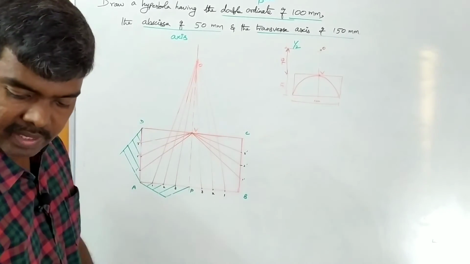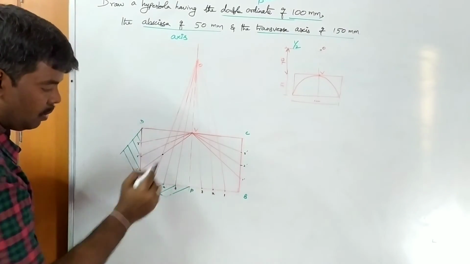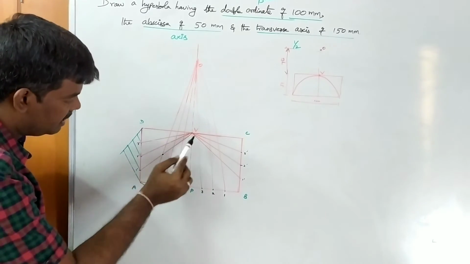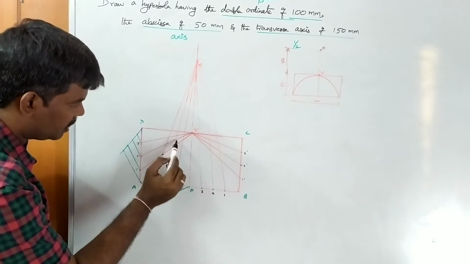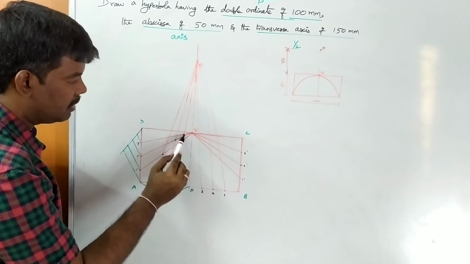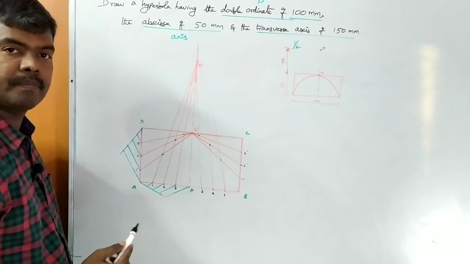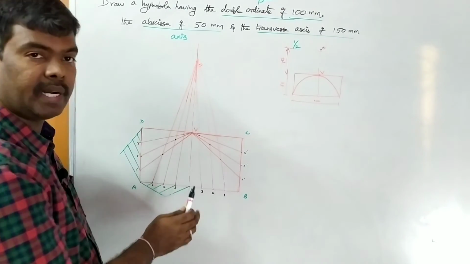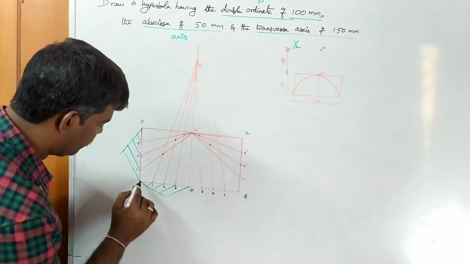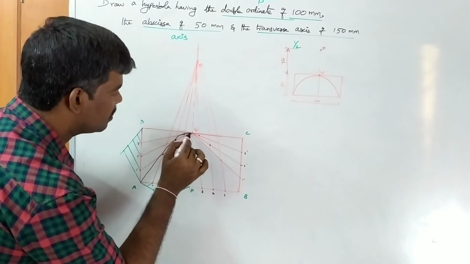Clear? After that, the intersection points here: O1 versus V1 dash. Next, O2 versus V2 dash. O3 versus V3 dash. Similar case this side also. Here, here, here. Okay. Now you join all the points, including A, B and vertex V. Clear? By freehand curve or otherwise by using French curve.